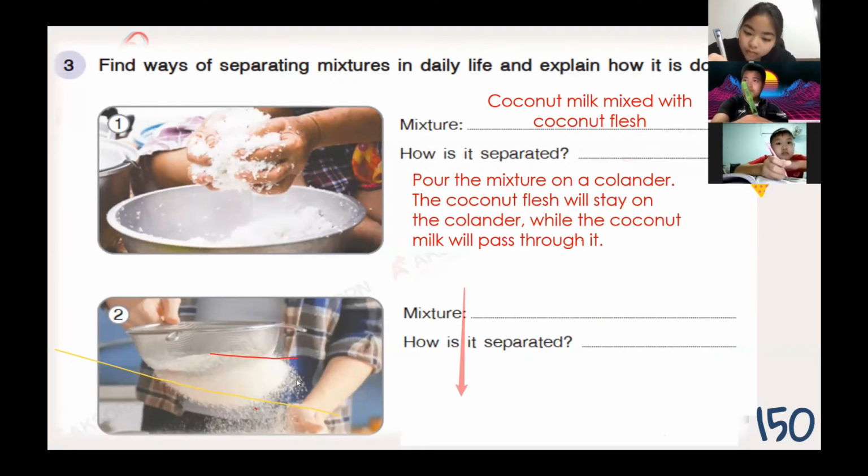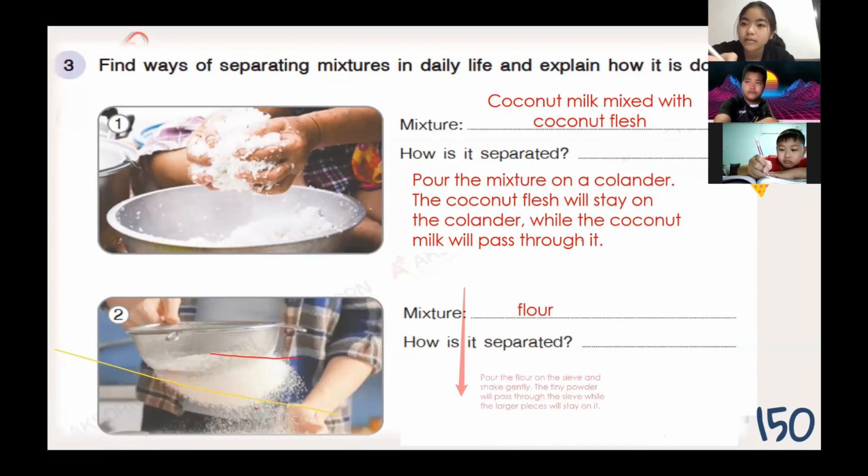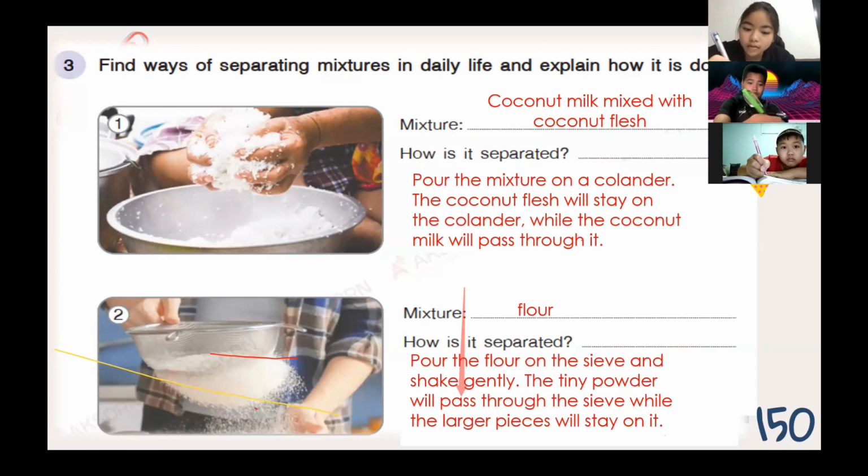And for number 2, we have flour, F-L-O-U-R. How is flour separated? We have to use a sieve. You have to pour the flour on the sieve and shake gently. The tiny powder will pass through the sieve while the larger pieces will stay on it.